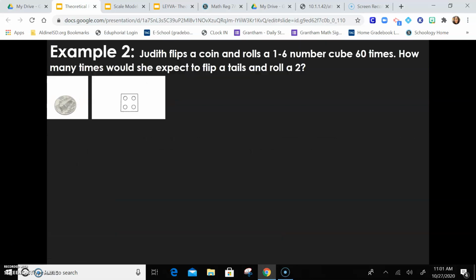Moving on to example number 2. Judith flips a coin and she rolls a 1 through 6 number cube 60 times. So how many times would she expect to flip a tails and roll a 2? So notice we have 2 events happening, so that means we have a compound event. So first we have to find the probability for each event happening individually. So let's go ahead and do that first.